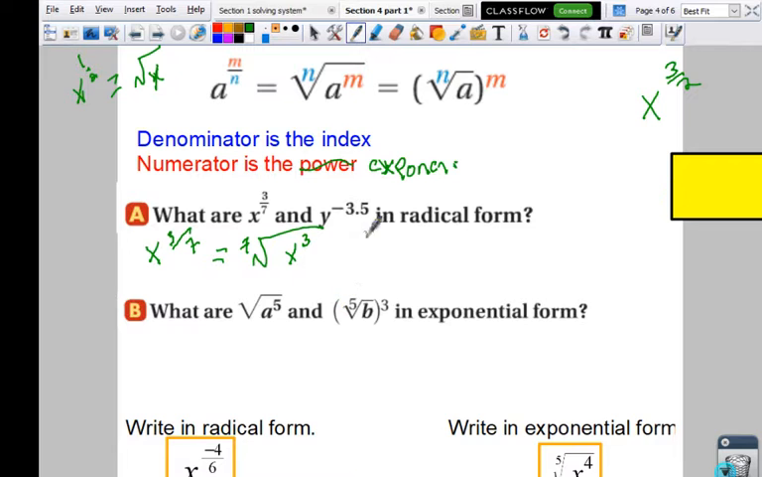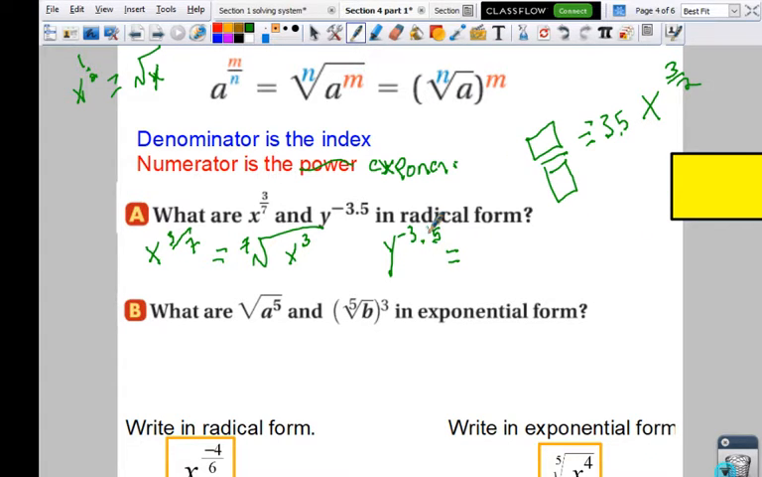Alright, let's look at y to the negative 3.5. Is this a fraction, negative 3.5? No. Can we turn negative 3.5 into a fraction? Technically, we could put a 1 underneath it, but that hasn't really changed anything, right? Can you think of something divided by something that equals negative 3.5? Negative 7 divided by what? 2, right? Negative 7 divided by 2 is negative 3.5.